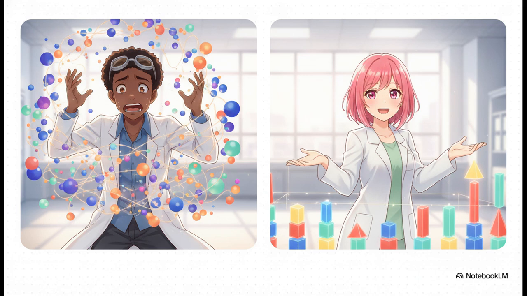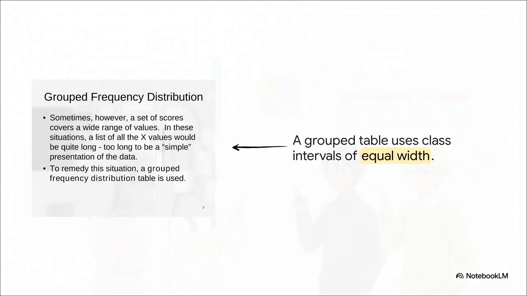To fix this, we convert it into grouped data. We bundle the data together into distinct classes or intervals, condensing all that chaos into a summarized form that is instantly ready for analysis. In a grouped table, your X column no longer lists individual values. Instead, it lists groups of scores, which we call class intervals. And the golden rule here? These intervals all must have the exact same uniform width.